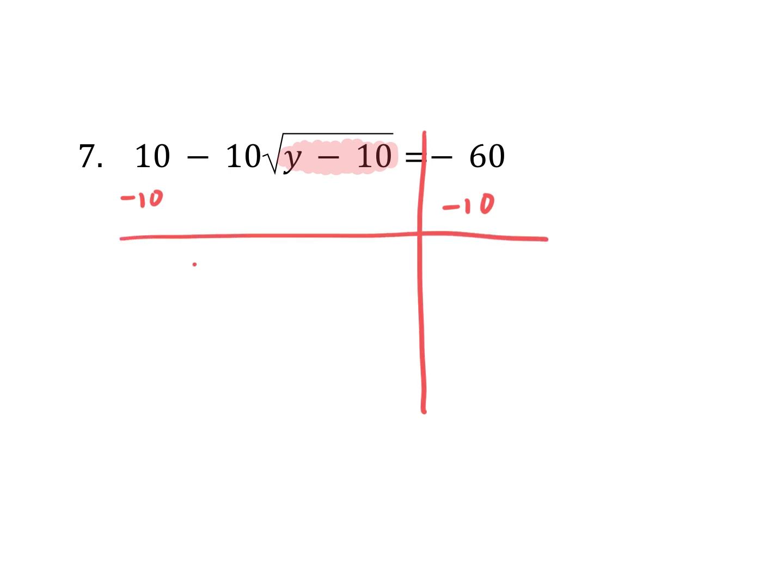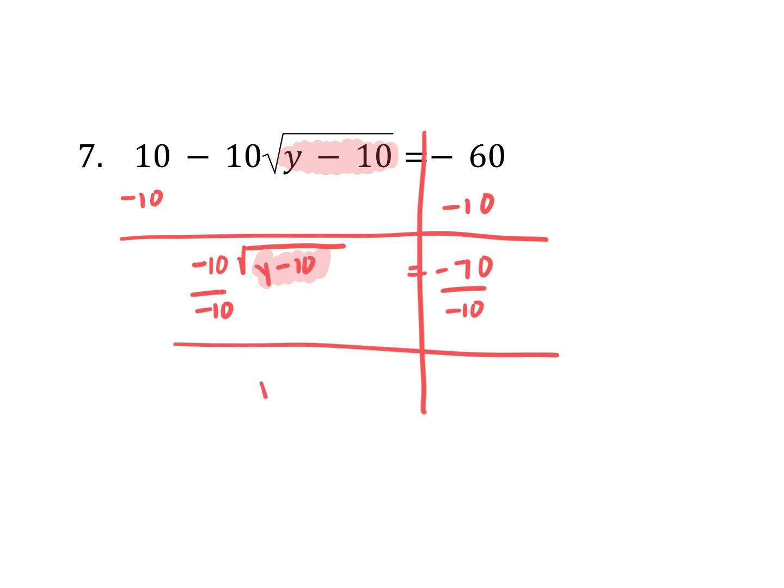So that leaves me with negative 10 times the square root of y minus 10 equals negative 70. The next thing I want to do, since I'm still isolating my radical, is to deal with the negative 10 times it, so I'm going to do the opposite and divide by negative 10. If I divide by negative 10 over here, I'm going to divide by negative 10 on the other side. Now I have the square root of y minus 10 equals a positive 7.